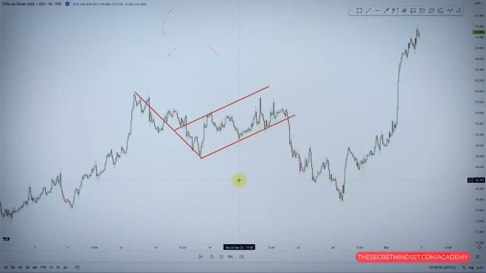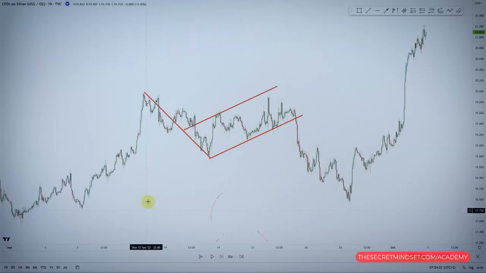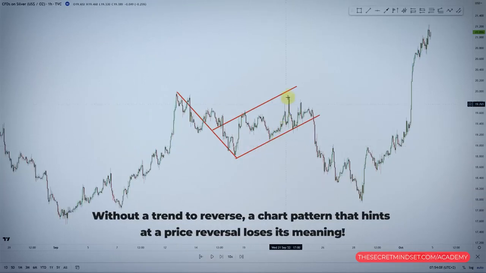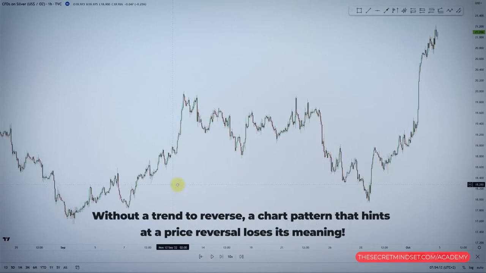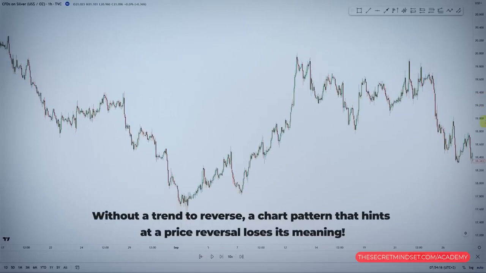A pattern that hints at a continuation of the current move is useless if there is no existing trend that can be continued. Likewise, without a trend to reverse, a chart pattern that hints at a price reversal loses its meaning. All patterns must be viewed within the context of the price action that preceded that pattern's formation.